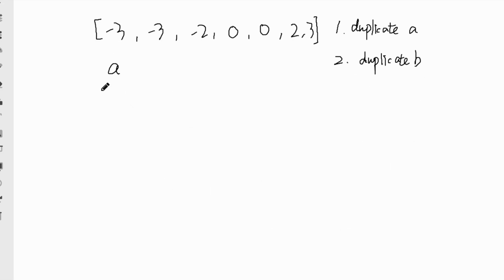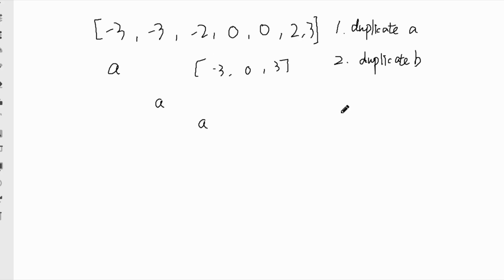Let's see another example here. We point A to -3, and then using the two-pointer technique, we get -3, 0, and 3 as one triplet that sums to 0. Now we move A to the next value, which is also -3. So now we see we have duplicate A's. Then what should we do? We should move A to the next number, which will be -2, and skip the one that has duplicates.